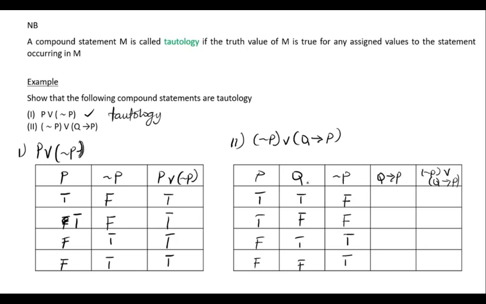Q implies P, meaning Q implying this P. So true implies true is true. We have false implies true is true. Now true implies false is false. Like I said, when the hypothesis is true and the conclusion is false, it is a false statement for implication. Then we have false implies false, which is true as well. Alright, so now let's see. We have negation of P, or Q implies P. Now we are using the operation or between the two of them.